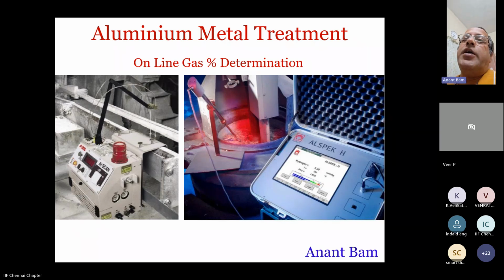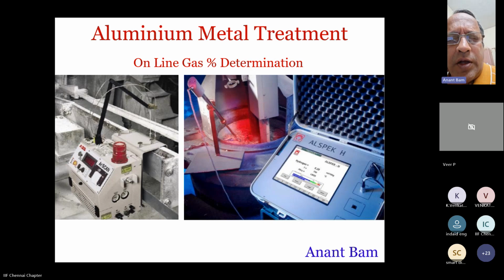This is the third method of gas detection, which has got a sniffer. There is a probe which is put inside the liquid metal 24/7, and at regular intervals, it takes a sample and analyzes how much ppm gas is there.